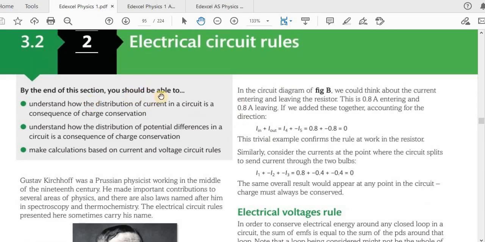By the end of this section, you should be able to understand how the distribution of current in a circuit is a consequence of charge conservation. I already explained that earlier, so I will go through this a bit faster than what I did in the previous part 1 video of the same chapter 3.2. Understand how the distribution of potential differences in a circuit is a consequence of charge conservation. Many calculations are based on current and voltage circuit rules. So we will do calculations with this.